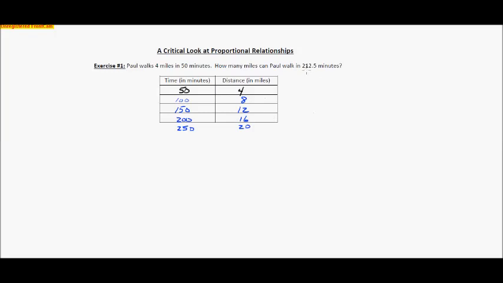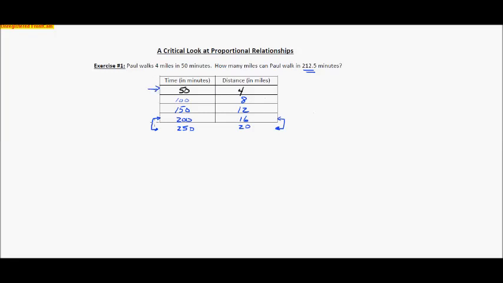Well, what I'm after is 212.5 minutes. So I know it's going to be somewhere in between these two values right here. Okay? But I want to get a little more precise here. I know it's going to be in between 16 and 20 miles that he's going to be able to walk, but I want to be a little more precise. Alright? So we're going to go back to something that we did last year. And we're going to set up a proportion.